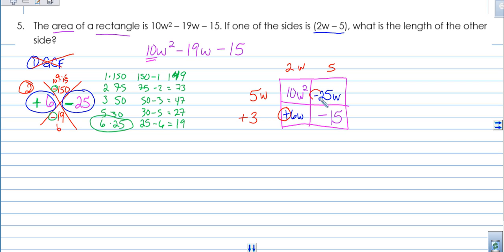And then you want to take the sign of this one, okay? And do they both have a W? Nope. So these become our two factors, 2w minus 5, which they already told us, and then we have our other factor, which is 5w plus 3. So our other factor that they were looking for is this 5w plus 3.